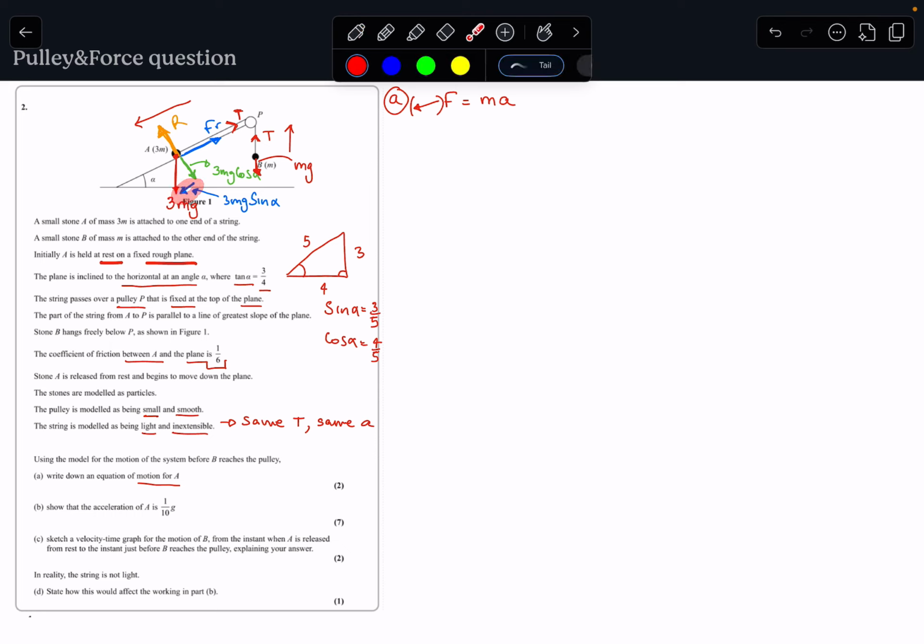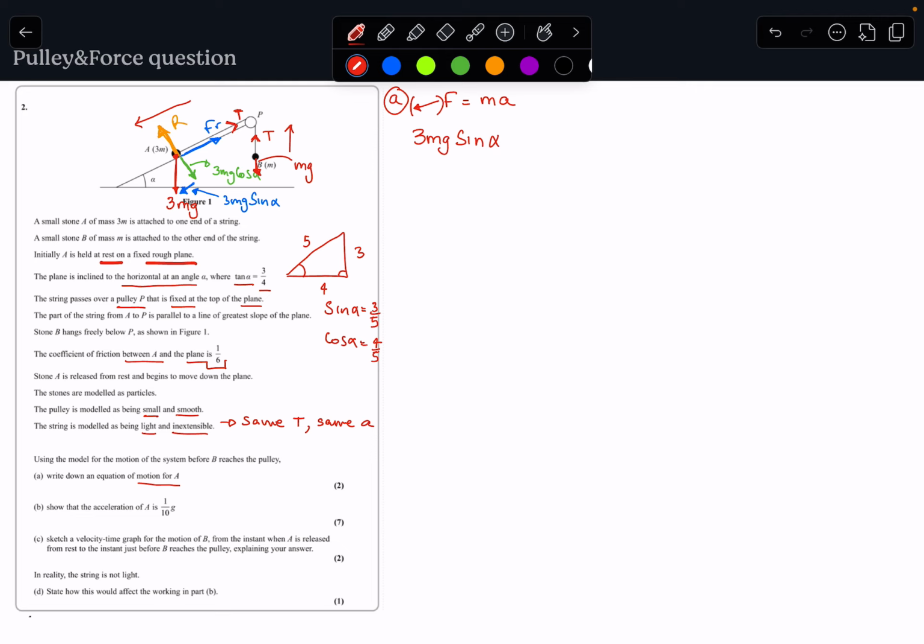So I can see that will be this force here, the 3 mg sine alpha is pushing the object downwards. So I'm going to write 3 mg sine alpha. I'm not going to substitute any value just yet. So that is the only force pushing it downwards.